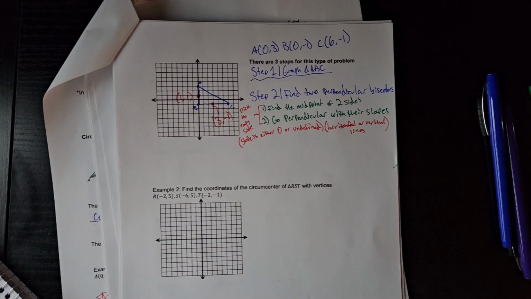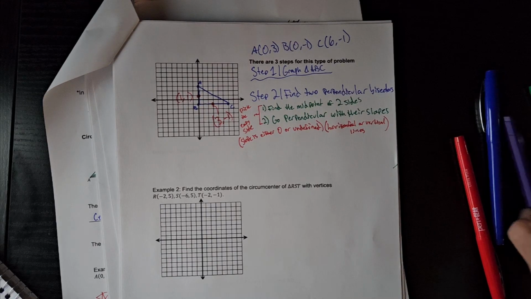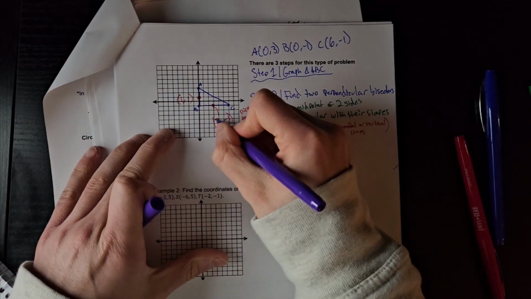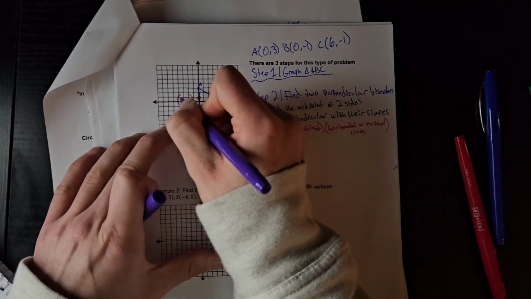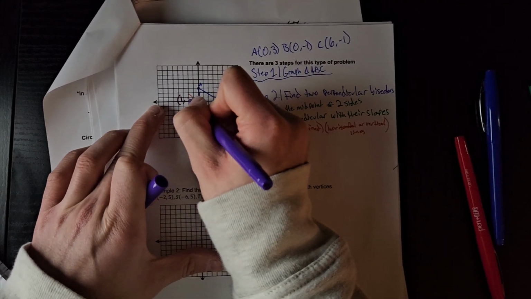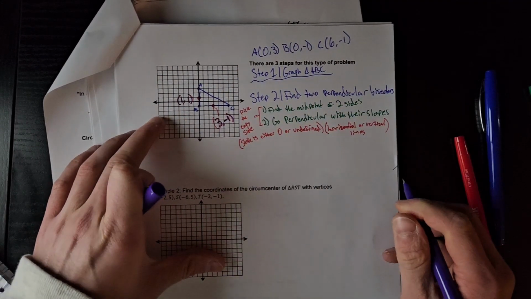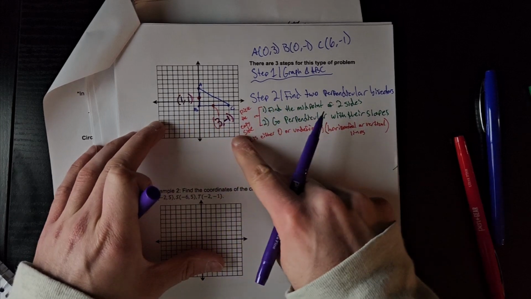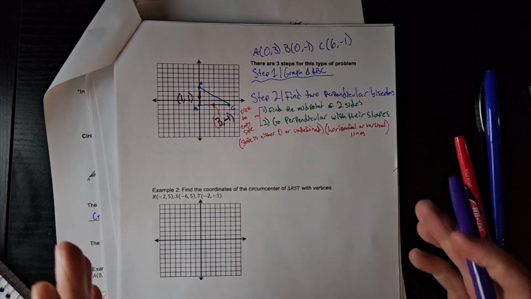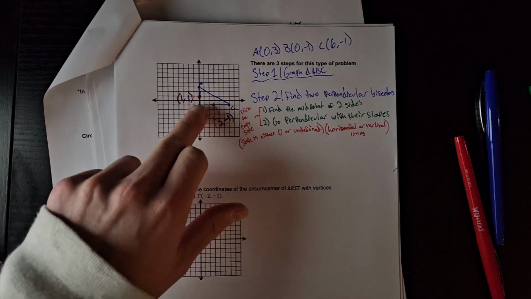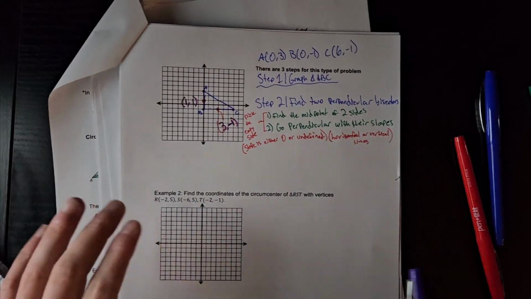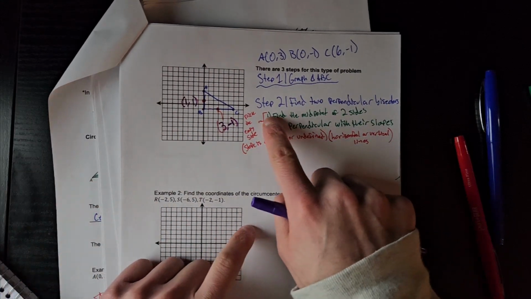Oh, that showed up so bad. I might just break out a Sharpie or something. That showed up a little better. 1, 1 and 3, -1. That's what we had, the midpoints of our 2 easy lines. That was step 1.